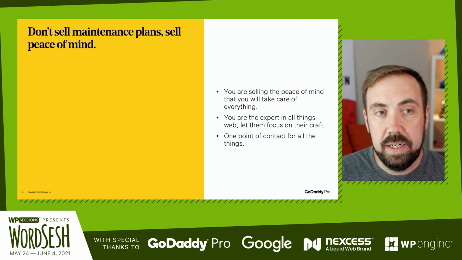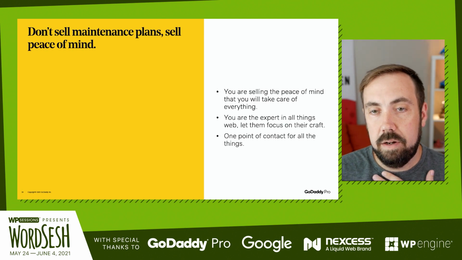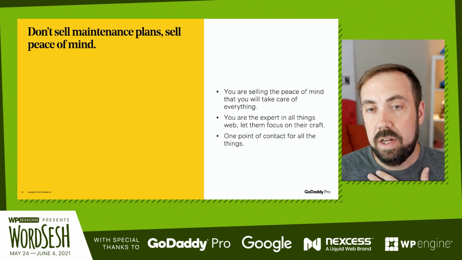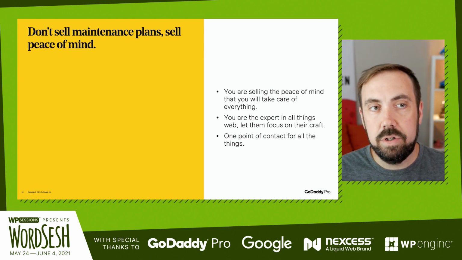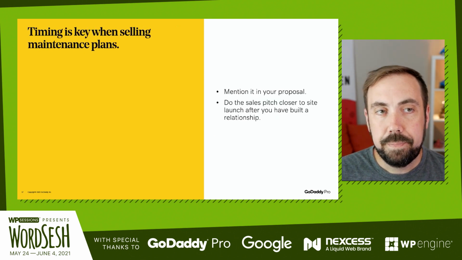Don't sell maintenance plans. You want to sell peace of mind. The key when you're selling these is you're selling the peace of mind. You're saying, I'm the expert here in the web. You're the expert in your craft, so you focus on your craft. I'm going to focus on the web for you, and I'm going to keep your website up. I'm your one point of contact. So whenever anything with your website comes up, you just reach out to me and I will take care of it. It's concierge, basically. Concierge service is what you're selling them.